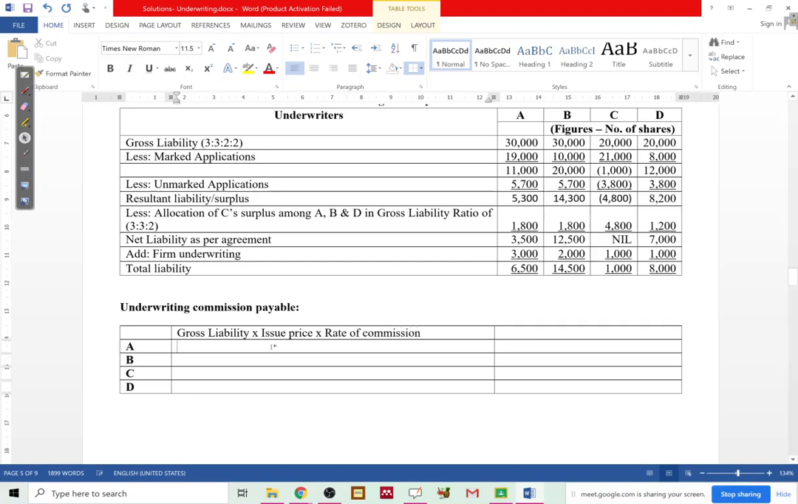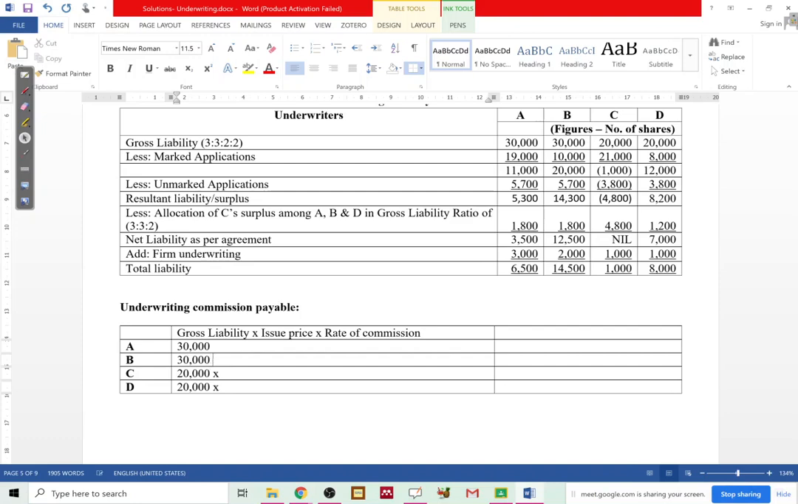So what is gross liability? Let's first write gross liability down for each one. 30,000 for A, B also 30,000, C 20,000 and D also 20,000. Correct? So gross liability is written. This is multiplied by the issue price.